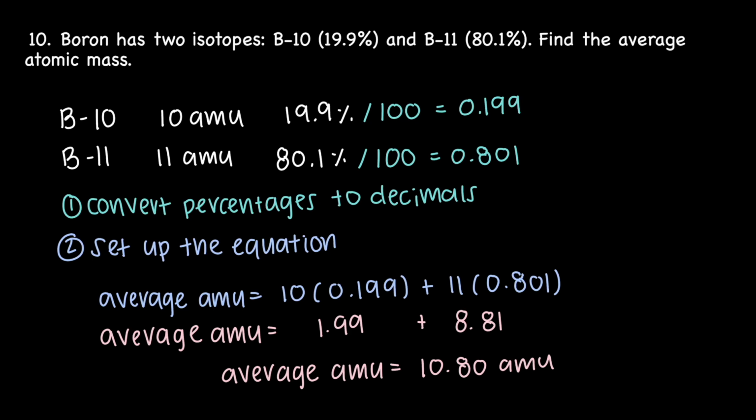Again, check your logic. The answer is very close to 11, which makes sense because boron 11 is 80% of the sample. The isotope with the mass number that is closest to the average atomic mass is the most abundant isotope in nature. So boron 11 is the most abundant isotope in nature.